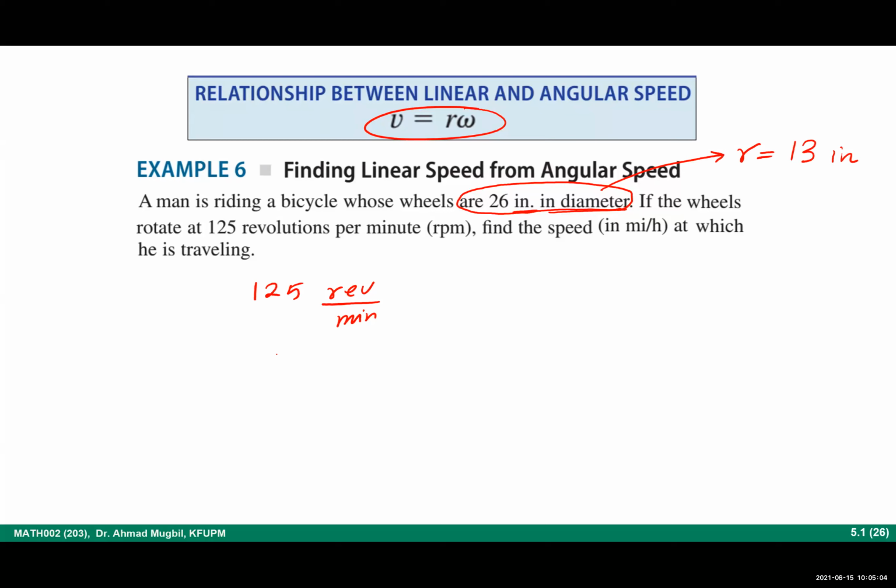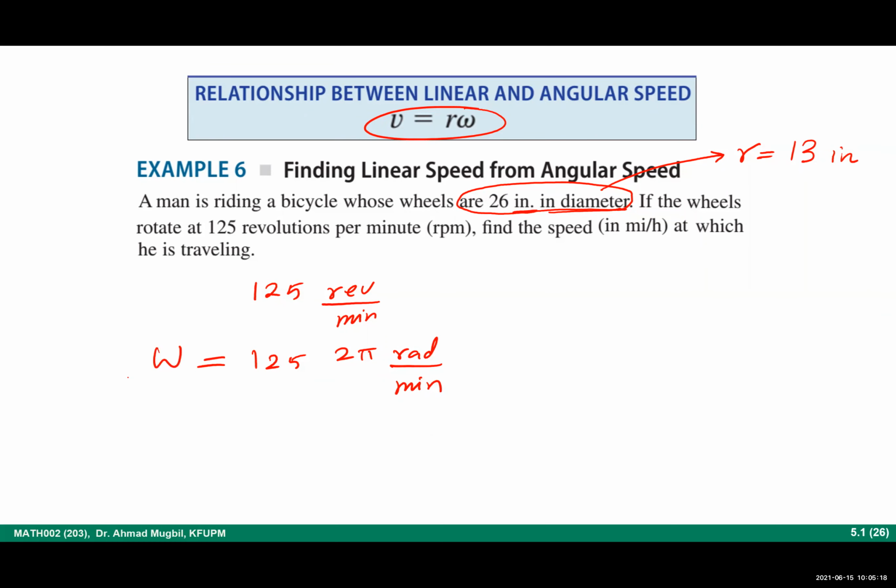So this is not omega, guys. But if you convert the revolutions into 2π radians, now it is the omega. So this is omega now. So we have omega, we have r. This is 125 revolutions per minute. Shortly, guys, revolutions per minute, look how they write it, RPM. And this is what we have in our cars, the RPM. It means how many revolutions per minute your tire is doing. Find the speed in miles per hour.